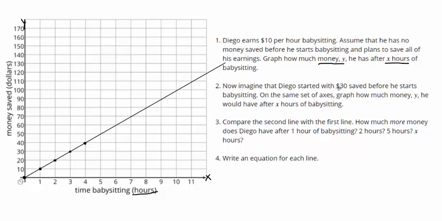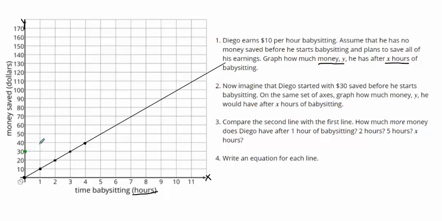Now imagine that Diego started with $30 saved before he starts babysitting. On the same set of axes, draw how much money, y, he would have after x hours of babysitting. So his pay per hour did not change. The only difference is that he is starting with $30. So we're going to go up here and start right at 0 hours. He's already starting at $30. And since his rate of pay didn't change, he's still making $10 an hour.